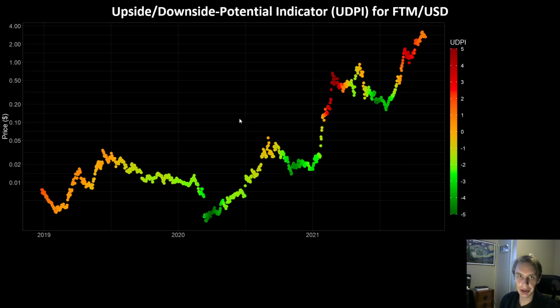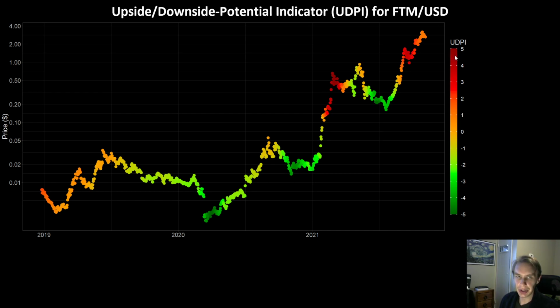So what I'm showing you here on this graph in front of you is the price action, the price history of Fantom over time. And on the y-axis we have price in logarithmic form. Each dot corresponds to a day, and the color of the dot corresponds to the output of our risk indicator, the upside downside potential indicator, or UDPI for short.